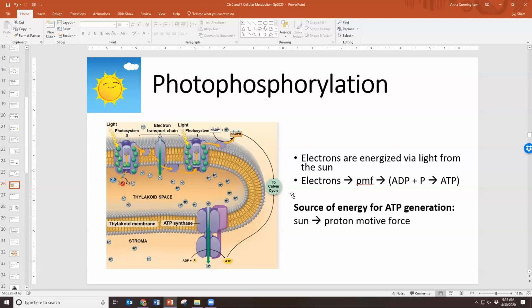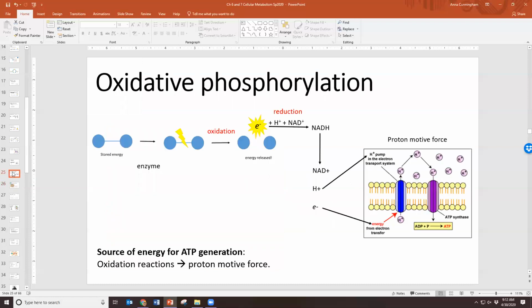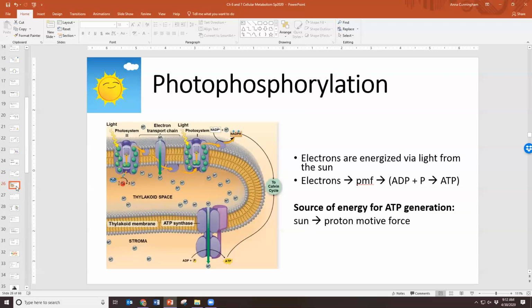Okay, so the big difference here is that with oxidative phosphorylation, some sort of enzyme breaks this bond and releases an electron. Whereas with photophosphorylation, that bond is broken via light from the sun. You still have an electron transport chain. So notice that both oxidative phosphorylation and photophosphorylation utilize an electron transport chain. So that is very important. Both oxidative phosphorylation and photophosphorylation utilize an electron transport chain. Substrate level phosphorylation does not.